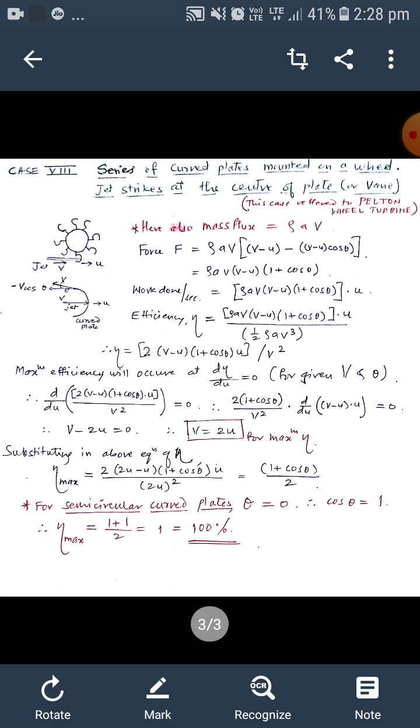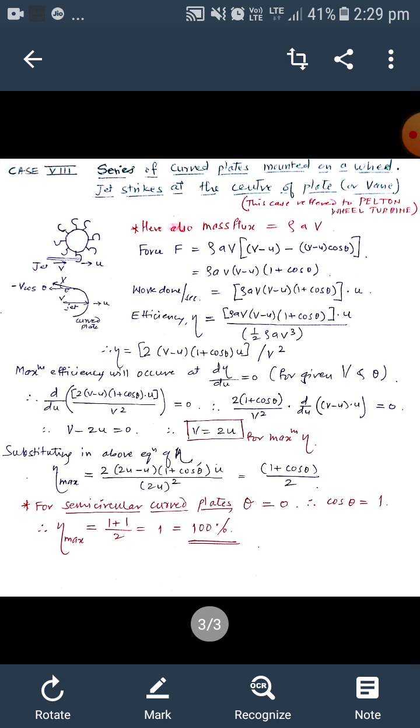Initial relative velocity is v minus u at the point number 1, and final velocity at the point number 2 when jet leaves the plate. Okay, so this force equation comes out to be rho A V, v minus u, 1 plus cos theta. Work done per second, it is multiplied by u. Efficiency is that divided by input energy per time, and finally we get the equation for efficiency for this case where the curved plates are mounted on a wheel as 2 times v minus u, 1 plus cos theta, into u divided by v square.